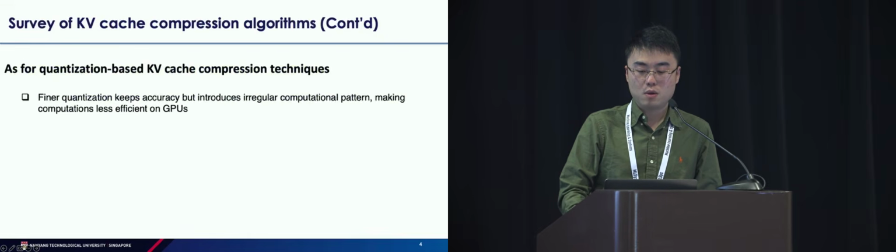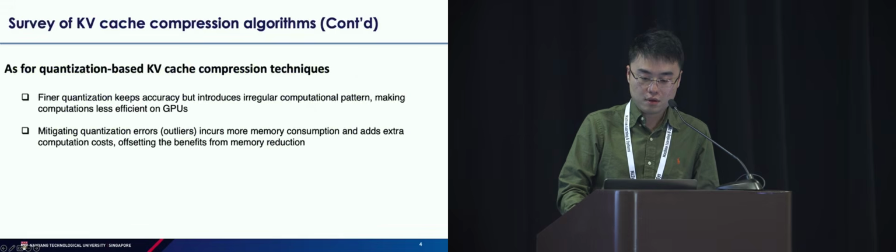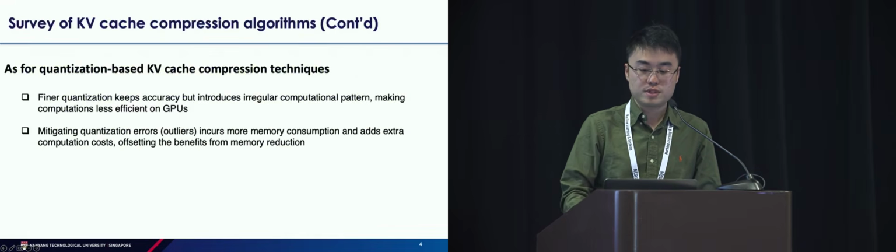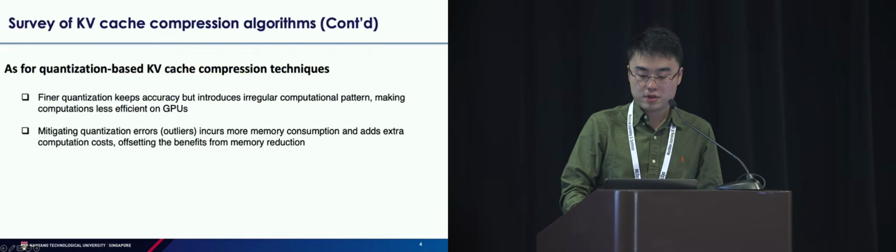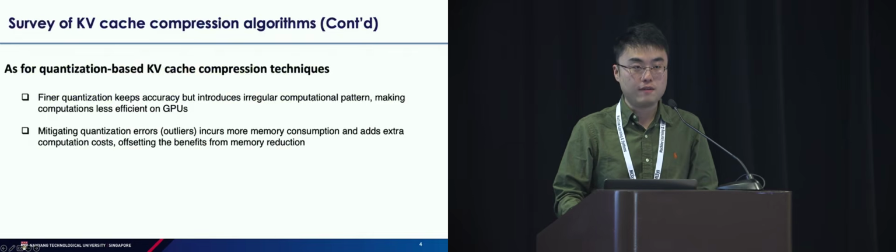First, we find that while finer quantization can keep accuracy high, it typically introduces irregular computational patterns, thereby limiting the effective utilization of GPU resources. Second, some research efforts attempt to introduce extra steps to mitigate the quantization outliers. This operation incurs more GPU memory consumption and computational overhead, potentially offsetting the computational efficiency gains brought by KV cache compression.